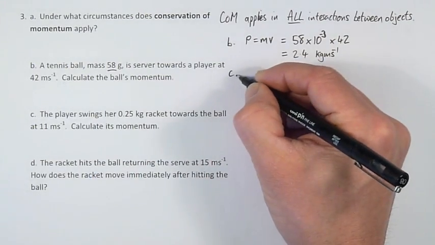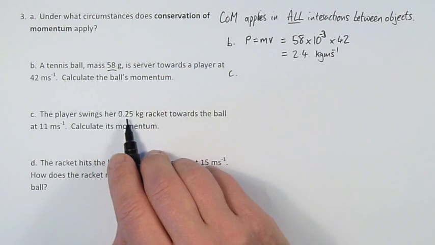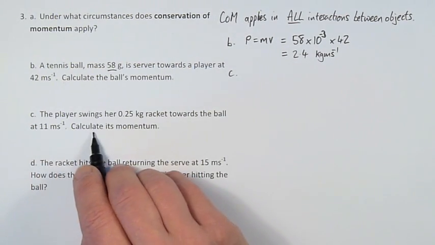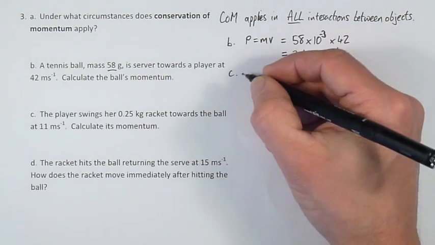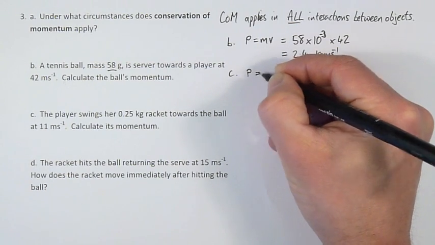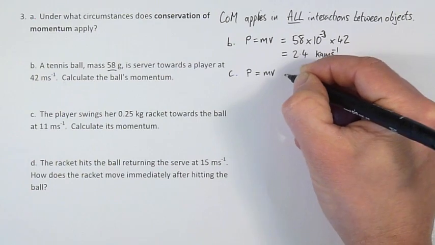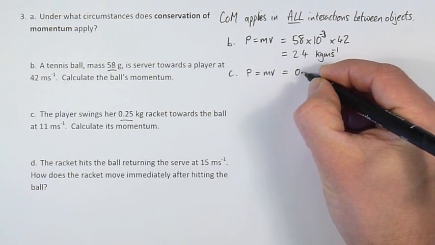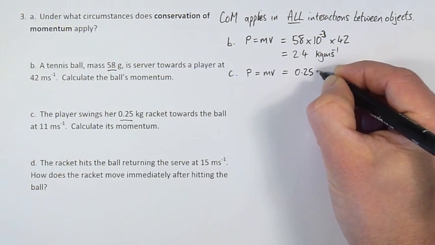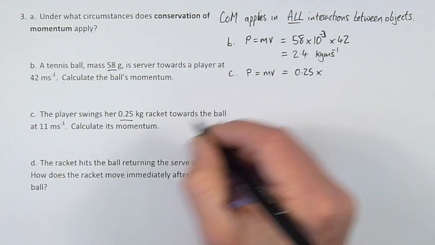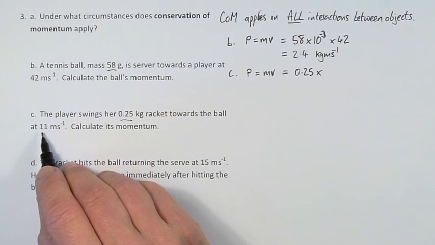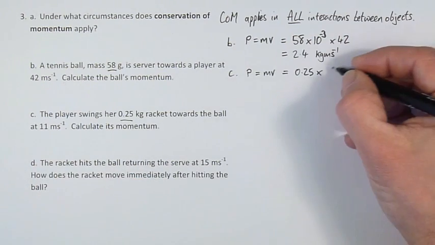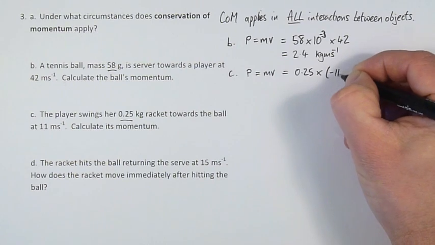Part C. The player swings her 0.25 kilogram racket towards the ball at 11 meters per second. Calculate its momentum. So this seems very straightforward. We use the same formula. In this case, the mass is given directly in kilograms, so I don't need to do any conversion. But I need to be careful when I look at the velocity, because the racket is going towards the ball, so it's going in the opposite direction. To show that, I use minus 11.